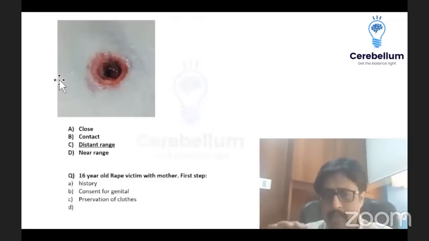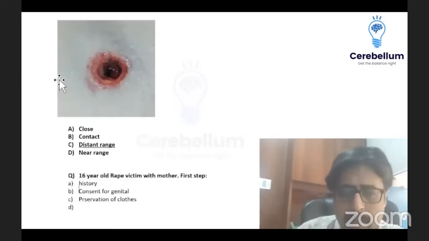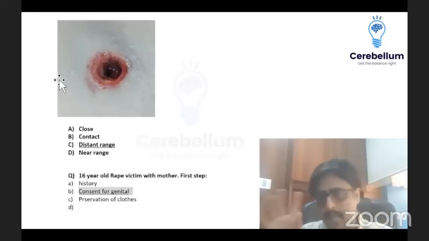Whether we should take the history first, or consent should be taken for genital examination, or the preservation of clothes should be done. I do not have all the choices, but please remember, the first step for anything will always be consent. Nothing can be done before consent. Neither the history can be taken, nor anything else. The first step is always consent.